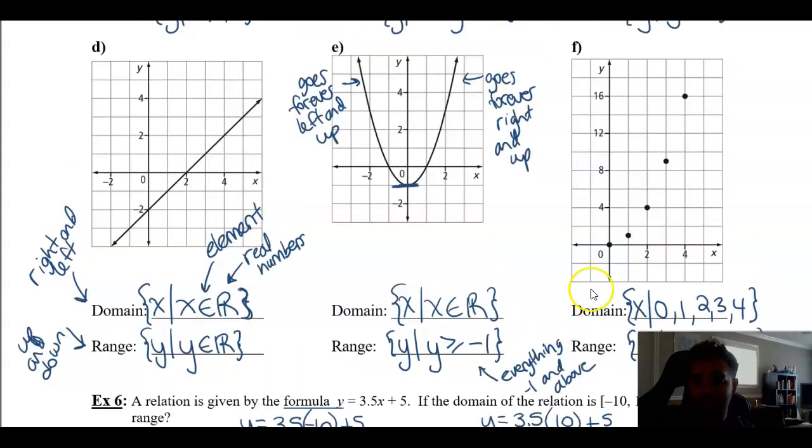Okay, and let's do F here as well. So F, you can see that this is a discrete graph that we talked about before. The points are not connected. It's also increasing exponentially. So you can see it's not a linear relation. It's just increasing at a more rapid rate.